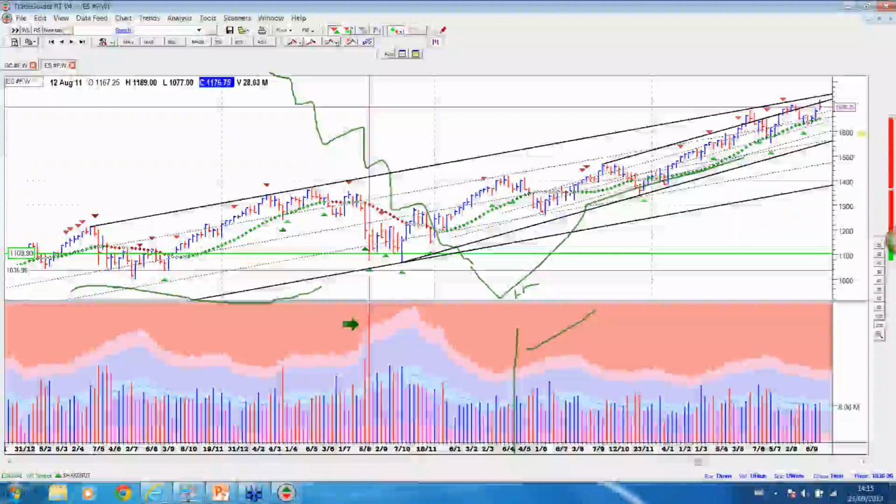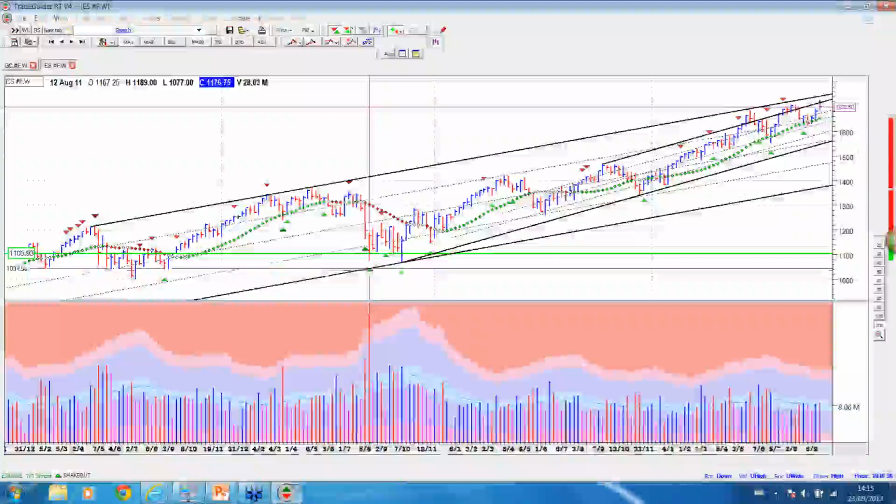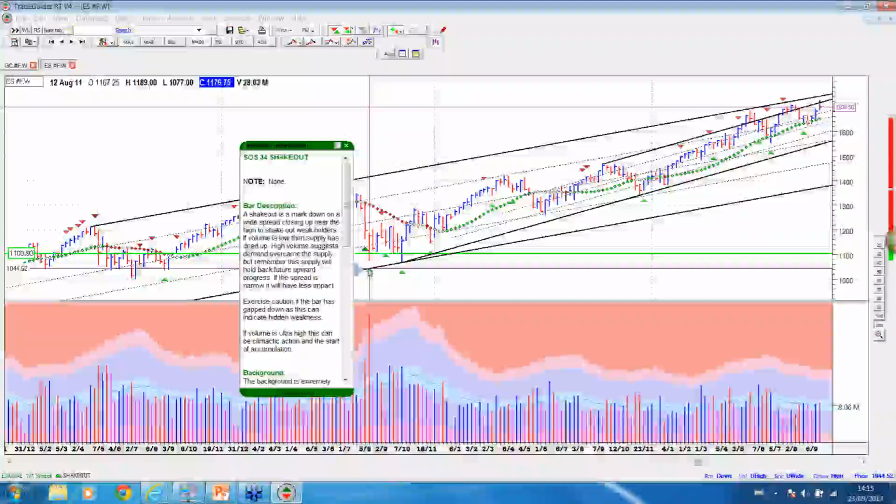Now that is bag holding, and the market would probably just bounce off it. Most often it does. So that's the big difference, is here we've got what we call a shakeout in the market, because the difference between a shakeout and bag holding is the spread of the bar. Now, what does a wide spread tell us? It tells us there's a lot of panicking traders who are desperately trying to get out of their positions.